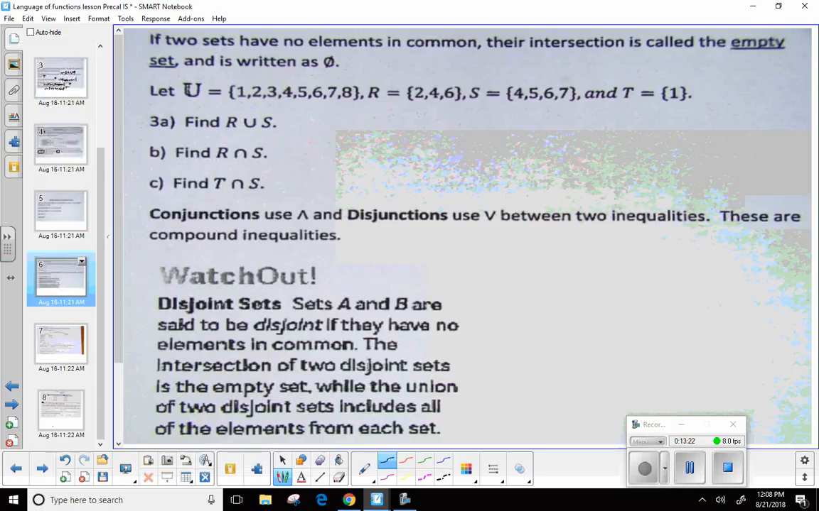So what is 3A asking me to find? The union. We need to know those symbols. Does that mean I just want to combine those two sets, or I'm just looking for what they share? I want to combine them. So I'm going to take everything I see in R, everything I see in S, and write it as one big group. But what if they have elements that repeat? Do I write them twice?